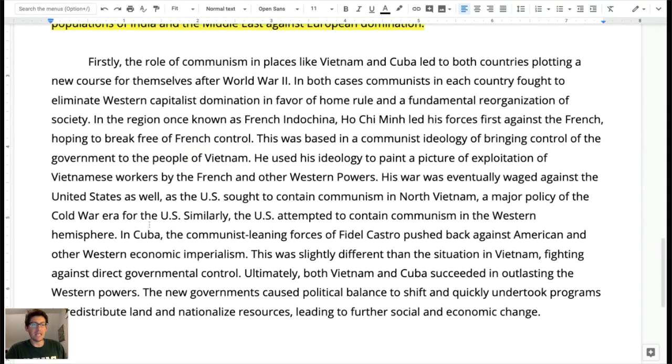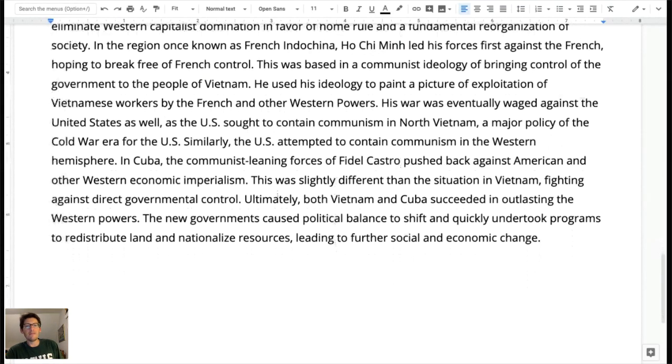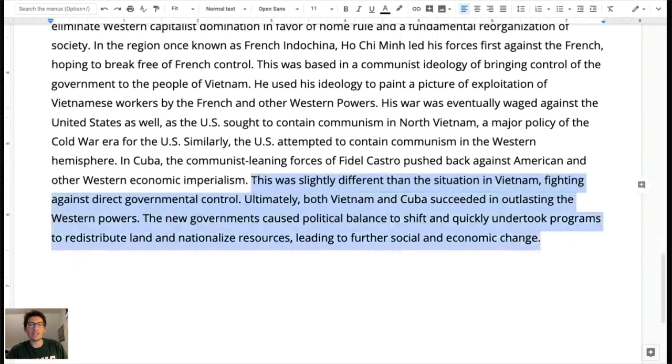U.S. policy of containment, which sought to contain communism, a major policy, that'd be a piece of evidence. Communist leading forces of Fidel Castro, another piece of evidence there. And then here, I'm trying to look at the nuance and the difference between the situations. Fidel Castro overthrowing a government of Cuba, an independent government of Cuba, although seen as a puppet of Western powers, and then Vietnam fighting for its own independence, first against France, and then in uniting the country together under communism.